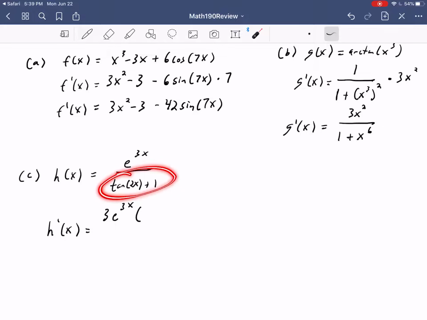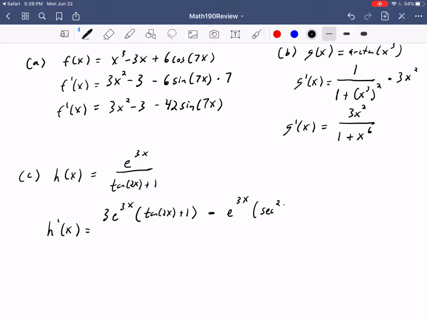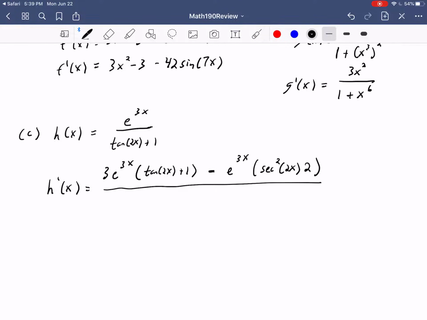Then times the denominator, but untouched, so tan 2x plus 1. And then minus, we'll leave the numerator alone, so e to the 3x. And then we'll differentiate the denominator. Differentiating that tangent is going to give us a secant squared 2x. But of course, we'll have to take the derivative of the inside, which is going to be 2. And then, of course, the derivative of that plus 1 is going to be 0. So we'll have a plus 0 there. Don't need to write that. So we can just close up our parentheses. Then we can put our denominator and square what was originally there, tan 2x plus 1 squared.